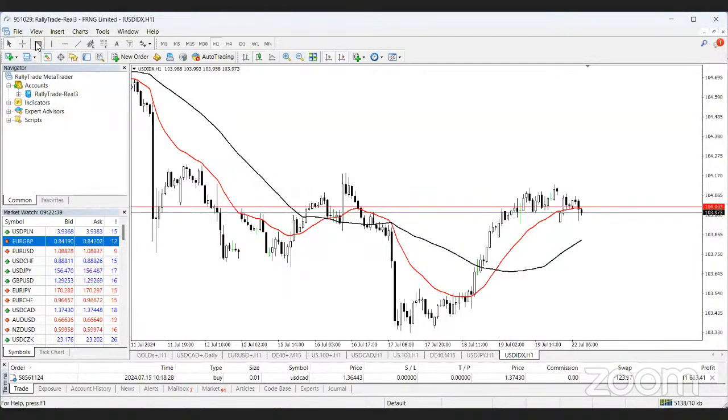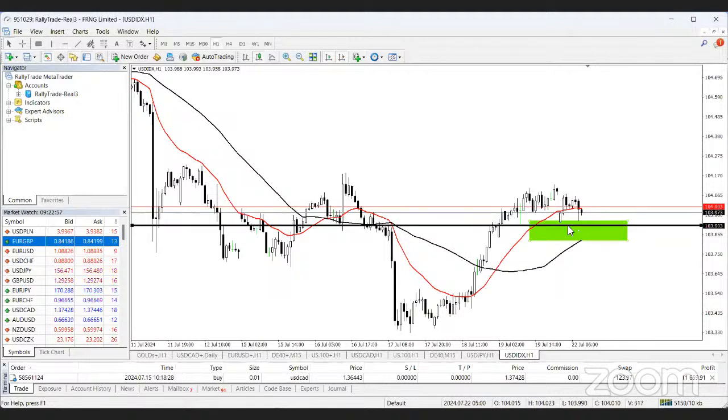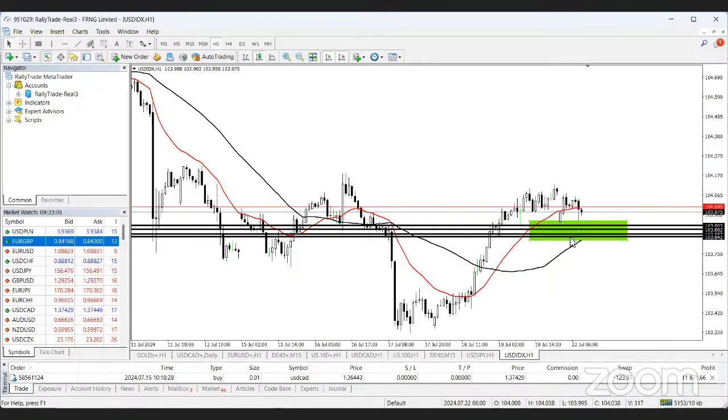So what you can do is something like this, around this zone. And because it's just returning, you can do buy limit, buy limit, buy limit. So let us say you want to do like 4. I'll do buy limit 1, buy limit 2, buy limit 3, buy limit 4. You can use the same lot size on all of them.